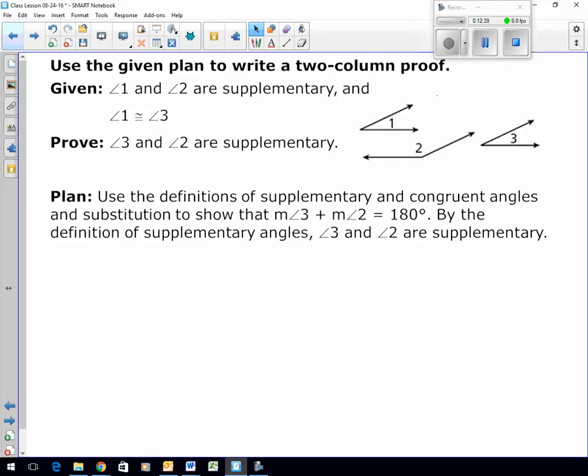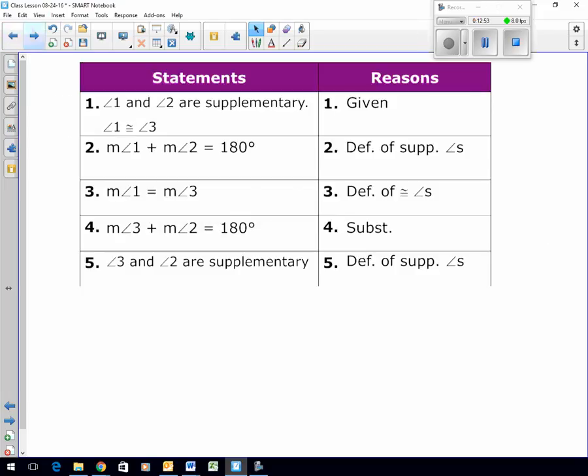It tells me to prove that angle 3 and 2 are supplementary. It says this is a plan. How am I going to do that? I'm going to use the definitions of supplementary and congruent angles and substitution to show that the measure of angle 3 plus the measure of angle 2 equals 180 degrees. By the definition of supplementary angles, 3 and 2 are supplementary. Okay. Look what they do. We start with our given. 1 and 2 are supplementary. What does that mean? What does that mean? That means, go ahead.